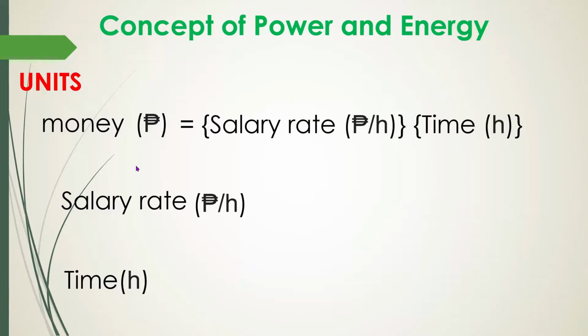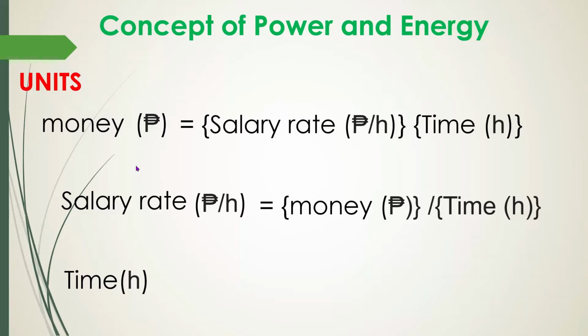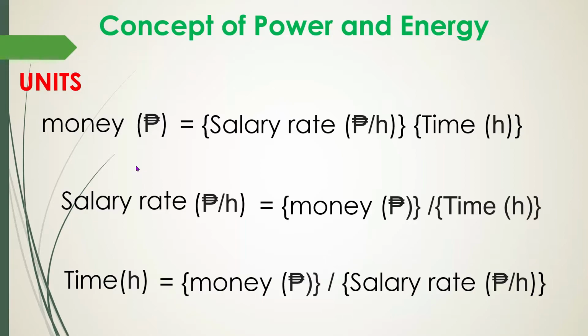If you want to know your salary rate, then just divide the money by time, so you notice that the equation will have a unit of peso per hour. Now you can obtain working time by dividing money by the salary rate, which leads to a unit of hour.